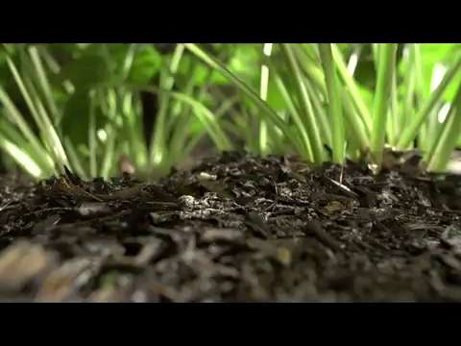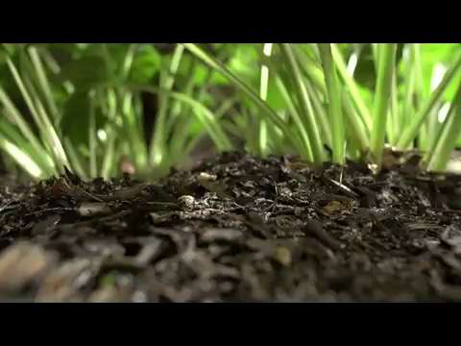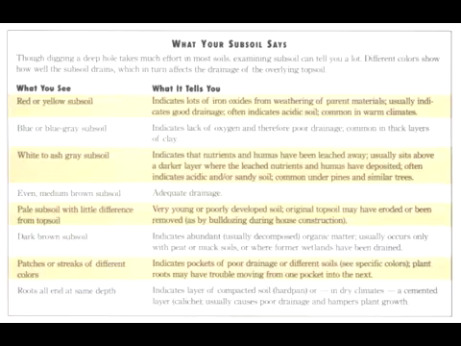What your subsoil says. Though digging a deep hole takes much effort in most soils, examining subsoil can tell you a lot. Different colors show how well the subsoil drains, which in turn affects the drainage of the overlying topsoil. If you see red or yellow subsoil, that indicates lots of iron oxides from weathering of parent materials, usually indicates good drainage, often indicating acidic soil, and is commonly found in warm climates.